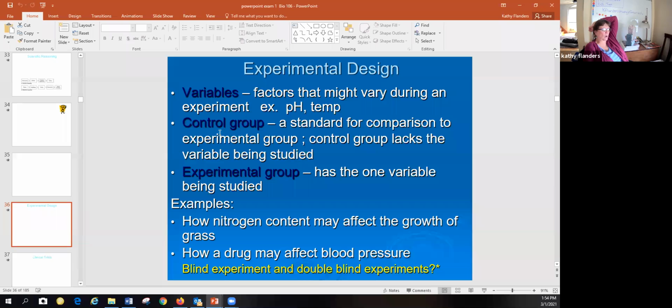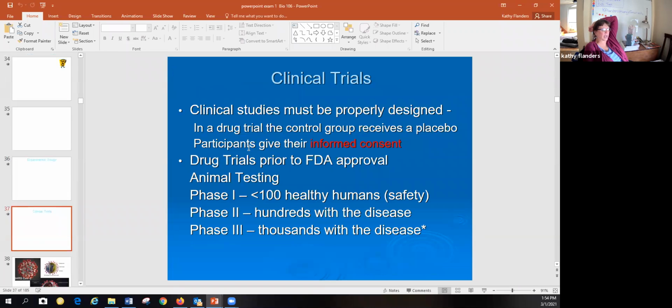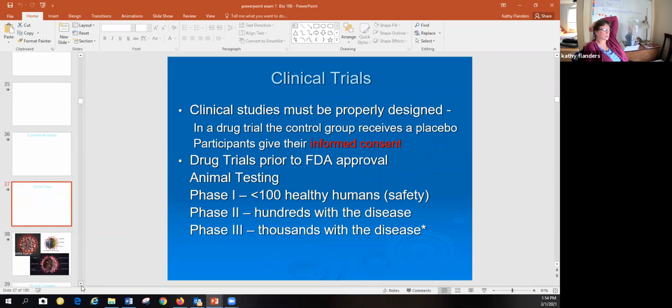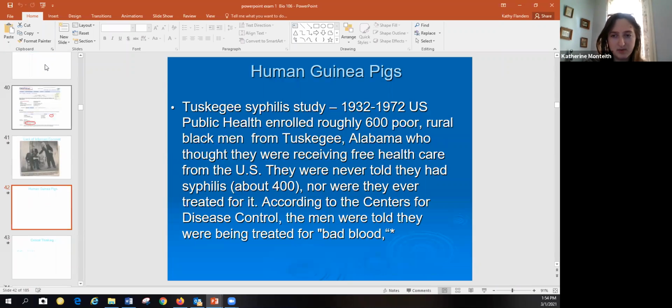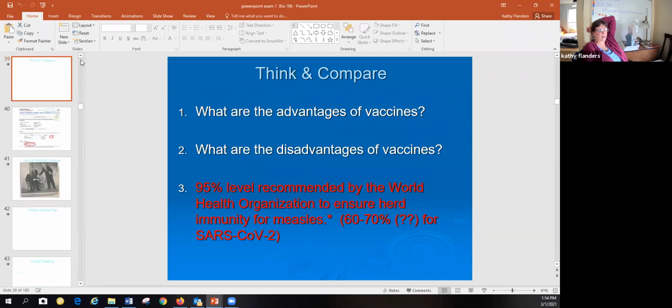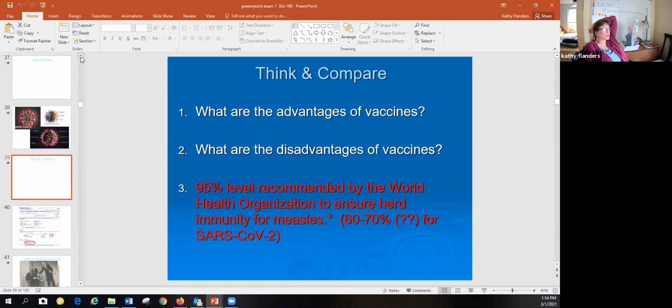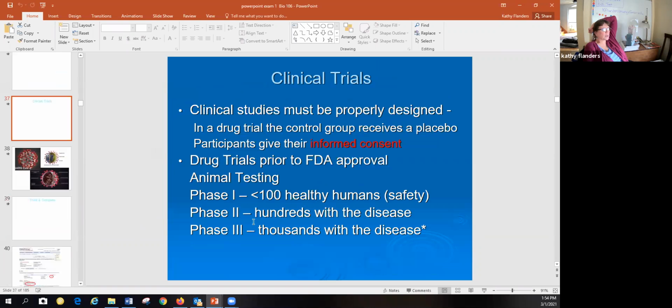So talked about control groups and different types of experimental design, how clinical trials work. The clinical trials was when we brought up the blind experiment and the double blind, right? Correct. Yep.